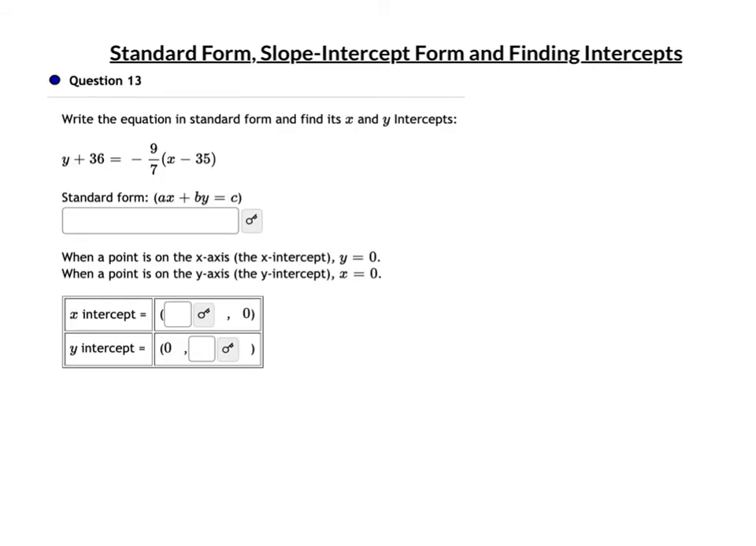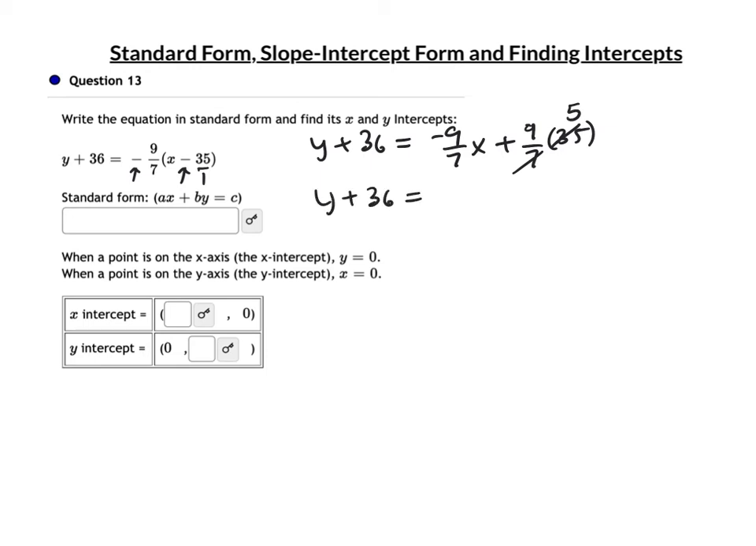Let's write this equation in standard form. Y plus 36 equals negative 9/7 x plus, notice it's a negative times a negative, and we'll take 9 times 35 and divide it by 7. That's basically 9/7 times 35. And as I said, it's 9 times 35 divided by 7. Well, 7 goes into 35 5 times. So I have y plus 36 equals negative 9/7 x plus 45.